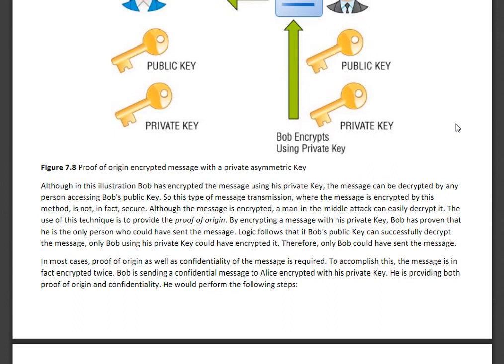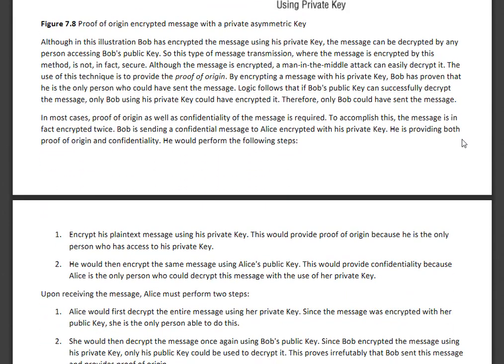Now, in most cases, proof of origin as well as confidentiality of the message is required. To do this, the message is encrypted twice. So if Bob is sending a confidential message to Alice, encrypted with his private key, he's providing proof of origin and confidentiality by doing the following steps.